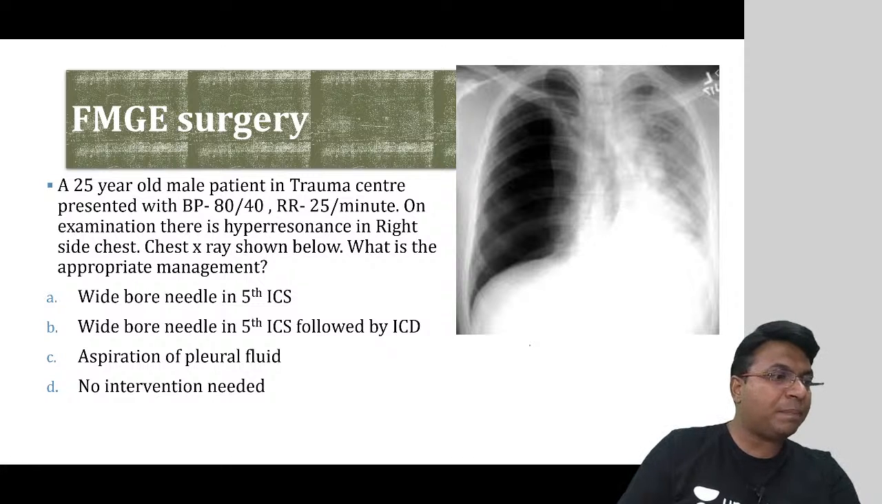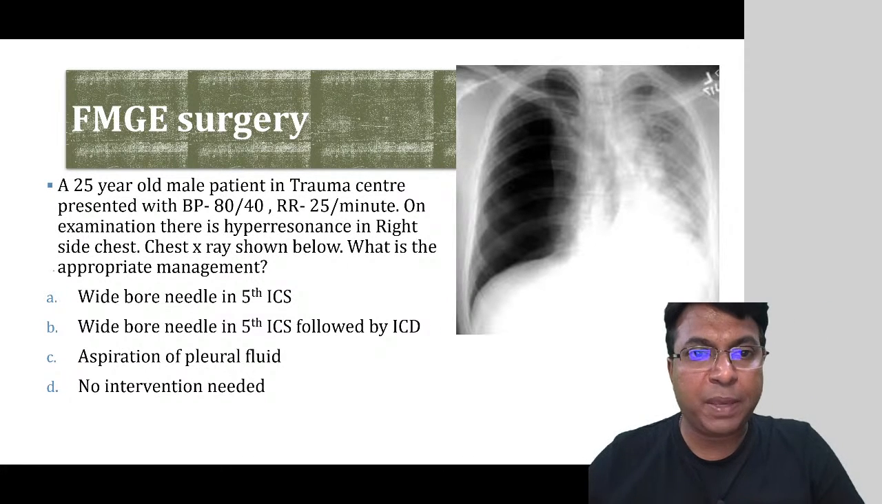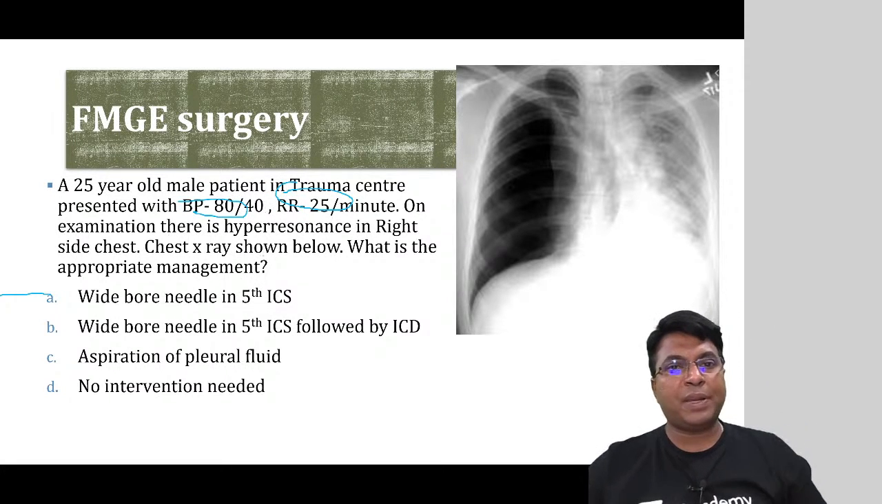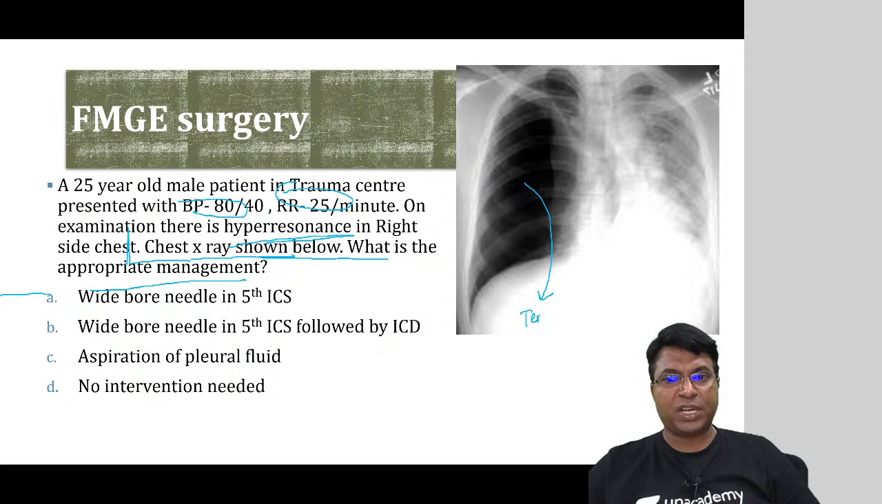A 25-year-old male patient presented to the trauma center with a BP of 80/40, respiratory rate of 25 per minute. On examination, there is hyperresonance in the right side of the chest. Chest X-ray shown below. What is the appropriate management? You can see this is a picture, classical question. It is a case of tension pneumothorax. You are noting here.